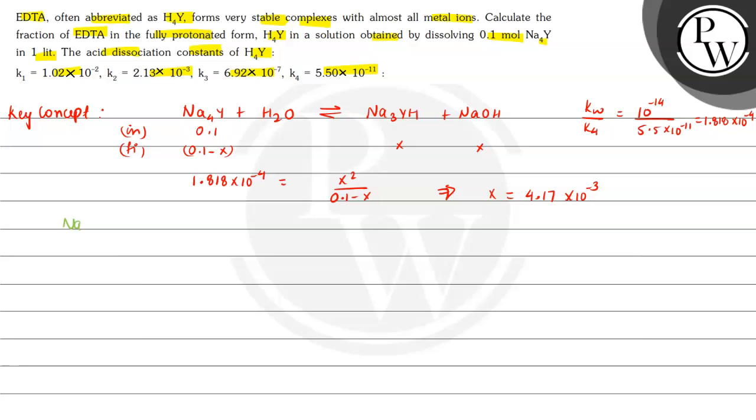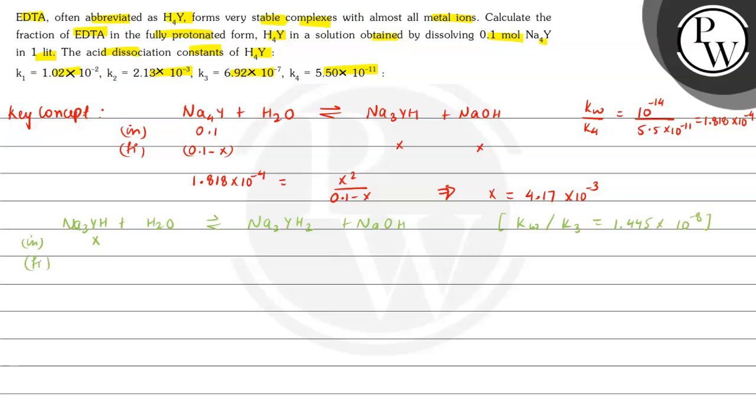Now let's solve for the next step. That is, we have Na3YH plus H2O, in equilibrium with Na2YH2 plus NaOH. In this case, we will have Kw divided by K3, which will be equal to 1.445 multiplied by 10 raised to power minus 8. And what was the concentration of Na3YH? Initial was X. So this is the initial concentration here.